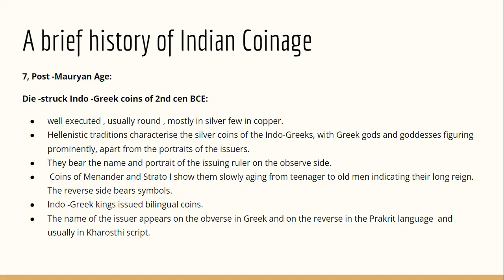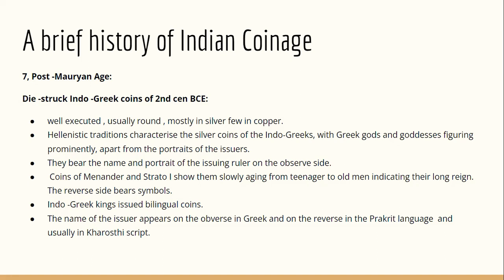So the majority of the coins are silver coins only. Here, the coins depict Hellenistic tradition, that is Greek influence on the coins. So we find the depiction of the Greek gods and goddesses. Apart from that, we also find the portraits of the issuer. Remember that these coins are the first coins which contain the portrait of the issuer and the name of the issuer.